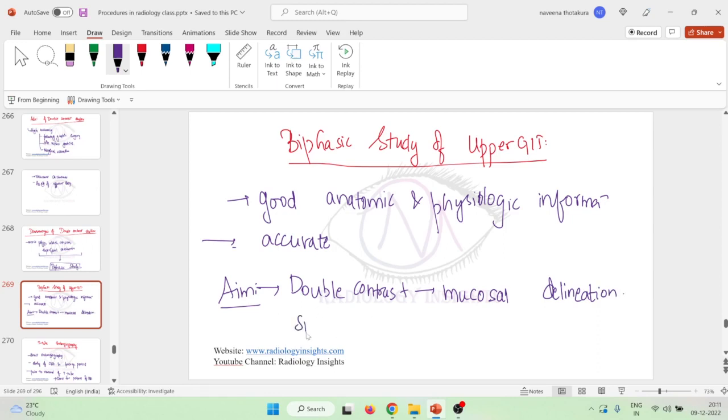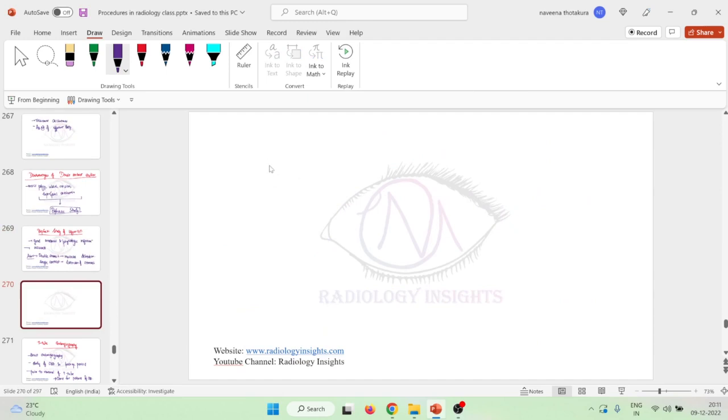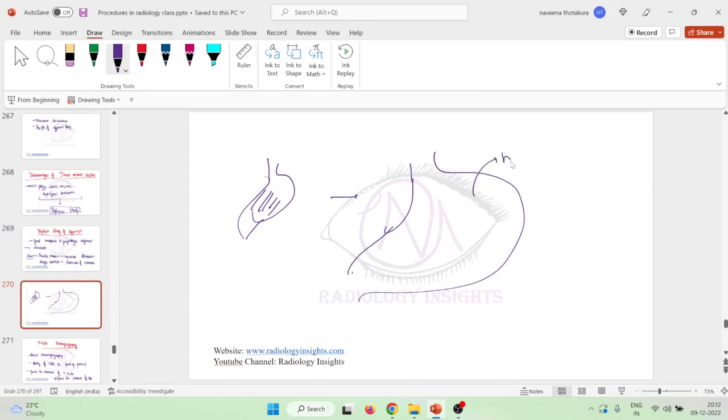Similarly, the single contrast study has one good advantage. It helps in good distension of the stomach. There are two things you have to see. One, the stomach has lots of rugae, so it should be distended enough so that the rugae and the whole mucosa are seen.